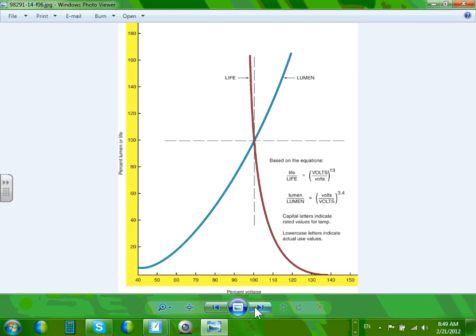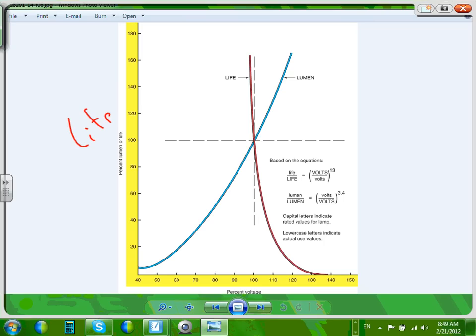This curve, and I'm going to throw this one for incandescent lamps, will show you the percentage of life over the percentage of voltage. So on this side is life, and this is voltage. What I want you guys to do, 100% of the life is what you get at 100% of voltage. So if you have a lamp that's supposed to burn at 120 volts and you give it 120, this lamp will live its expected life. And let's just say at 10,000 hours.